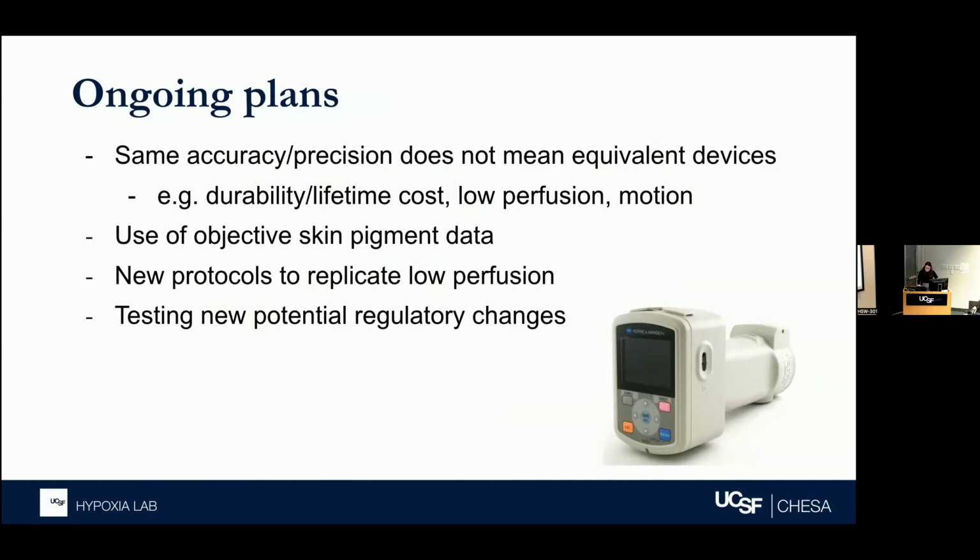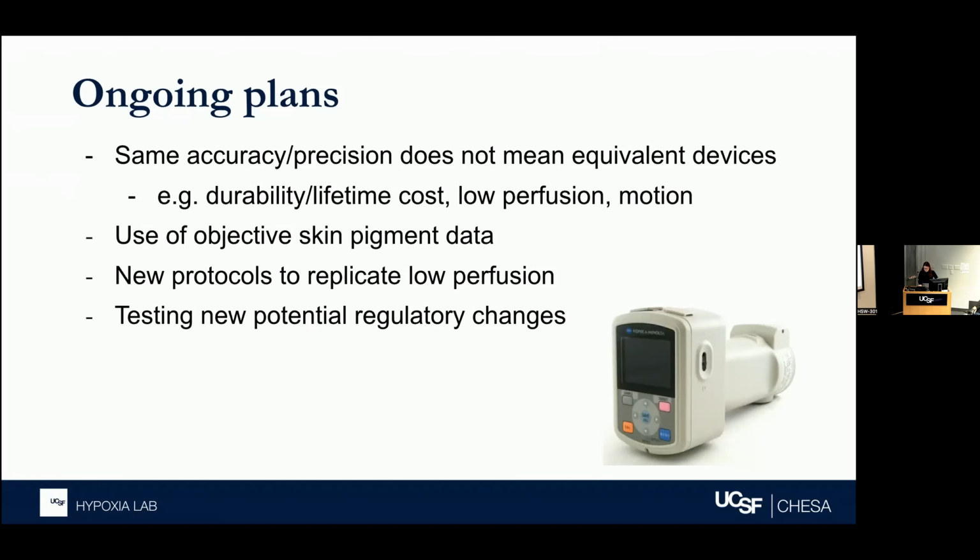We're also trying to figure out, as mentioned, how to best use this objective and quantitative pigment data, such as what sites are best or most reliable, and doing so in collaboration with experts of other disciplines. We're also testing devices with varying perfusion and creating new protocols to replicate low perfusion states so we can test devices under those as well.